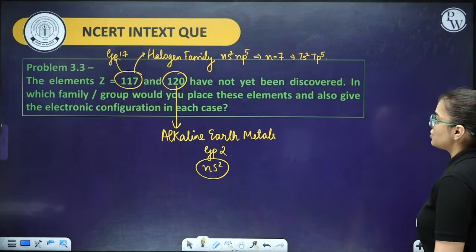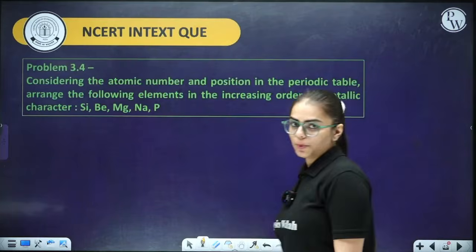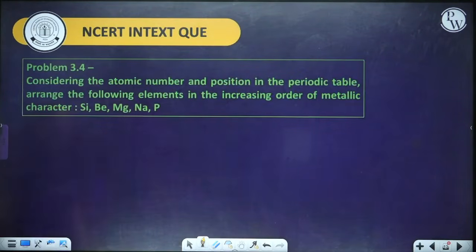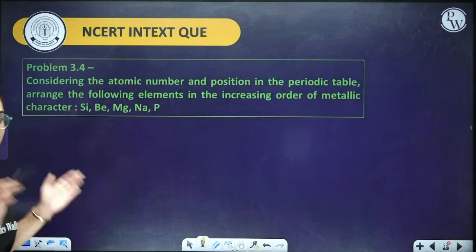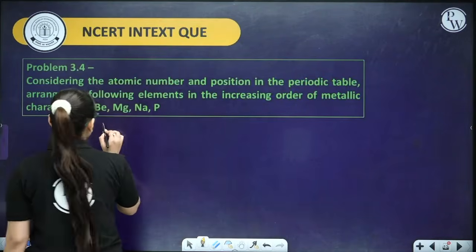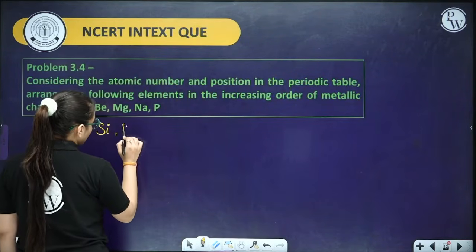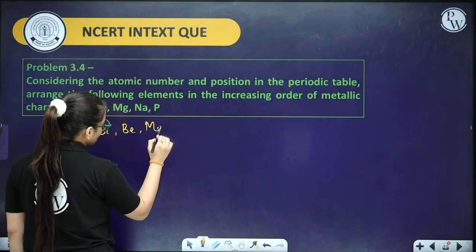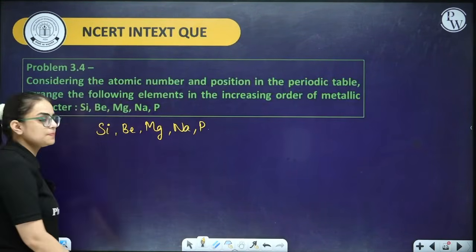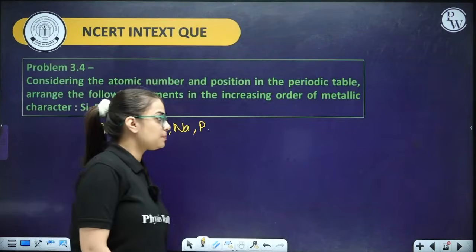Moving on to the next question we have. Problem 3.4. Considering the atomic number and the position in the periodic table, arrange the following elements in the increasing order of metallic character. Which order? Metallic character. Right? We have been provided with silicon, beryllium, magnesium, sodium and phosphorus. Yes, everybody.